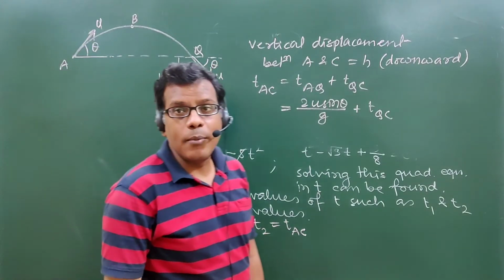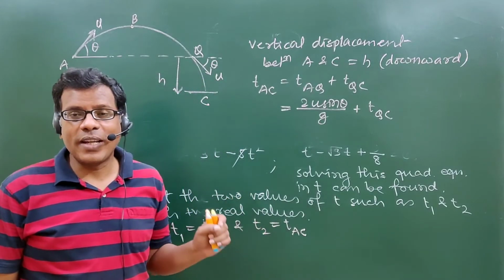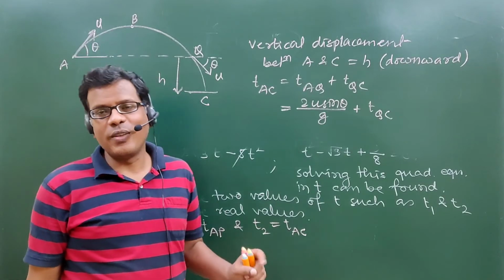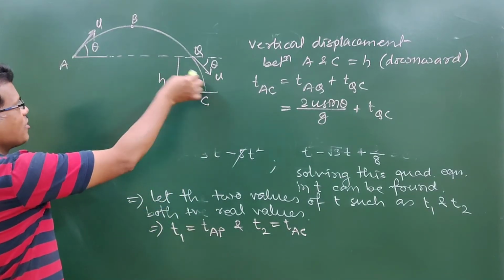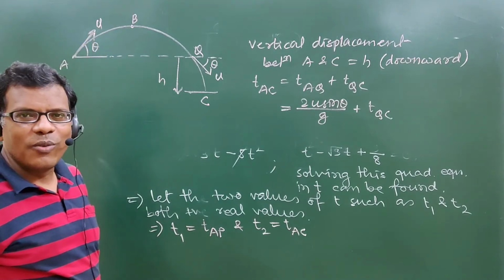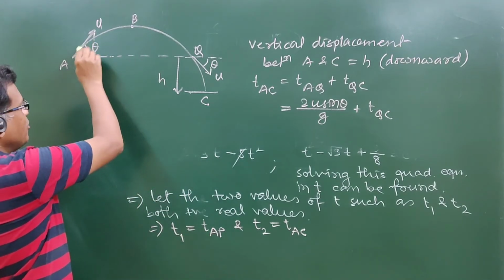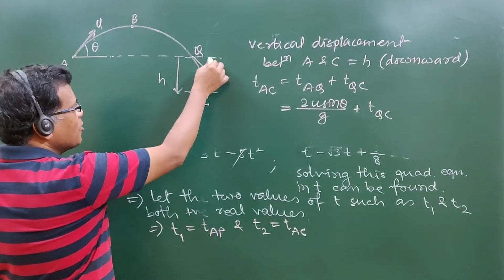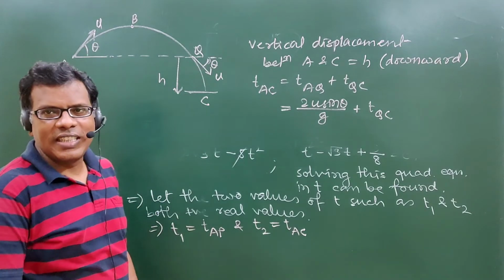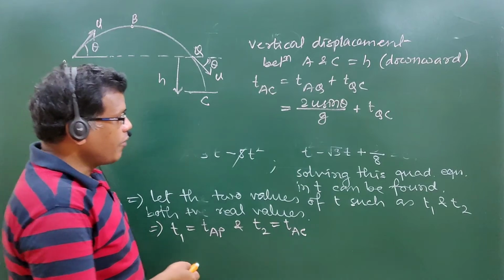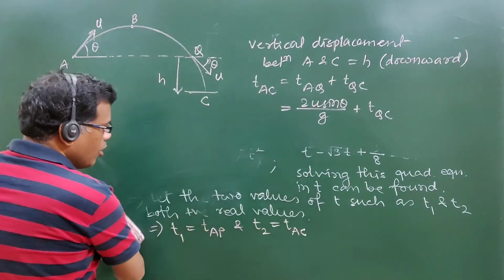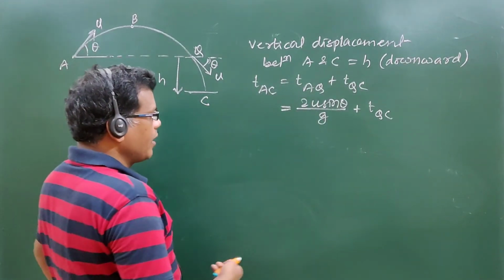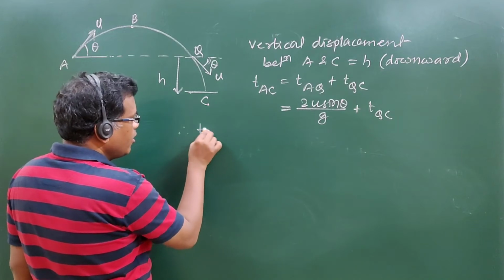We know that at the same horizontal level, the velocity magnitudes are the same, and direction-wise they make the same angle with the horizontal. So at Q the velocity magnitude will be the same as the value of velocity at A. It was u at A, so at Q also it is u, and direction-wise it is also making angle theta with the horizontal, as we can see at the starting point A. So therefore we can calculate the value of TQC and add it with TAQ to get the overall value.